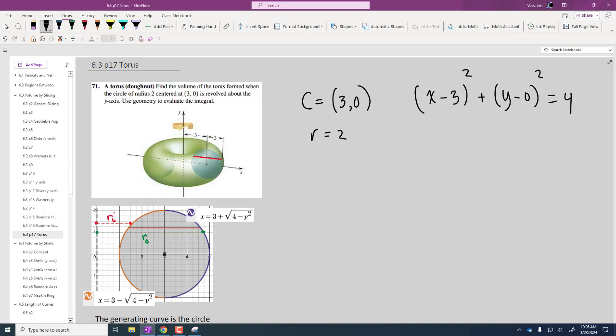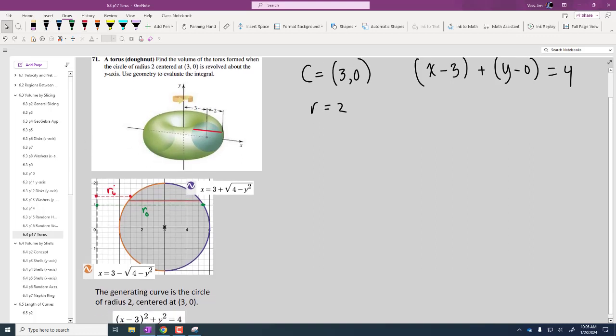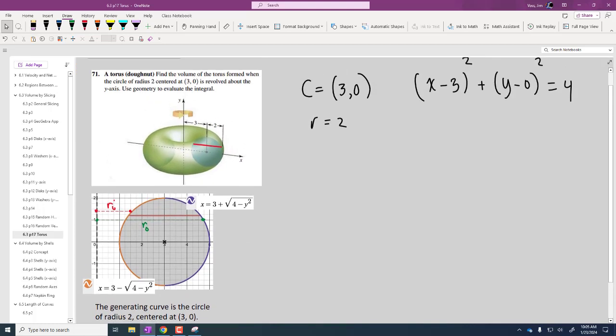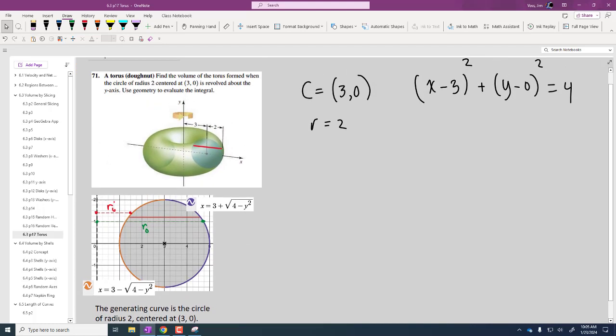So that's the full circle, but we need to break it apart into x values. We are told that we're measuring horizontally, so we want to create 2 different x values, one for the left side of the circle and one for the right side of the circle. So we have to isolate x up there. To isolate x, we are going to end up with x minus 3 quantity squared equals 4 minus y squared.